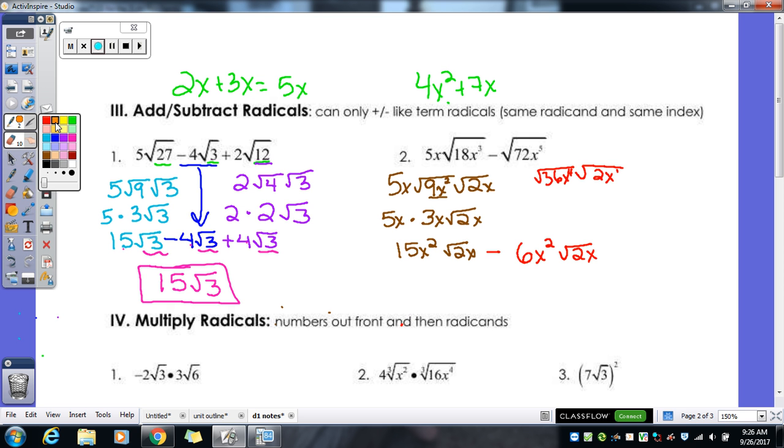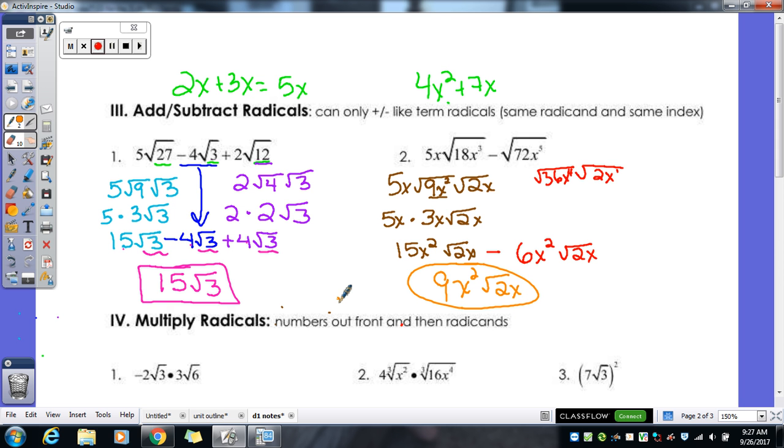So now we can actually subtract because we have the same radicands. So 15x squared minus 6x squared would give us 11x squared, square root of 2x. It would be 9. Yeah, good job. Nine x squared, square root of 2x.